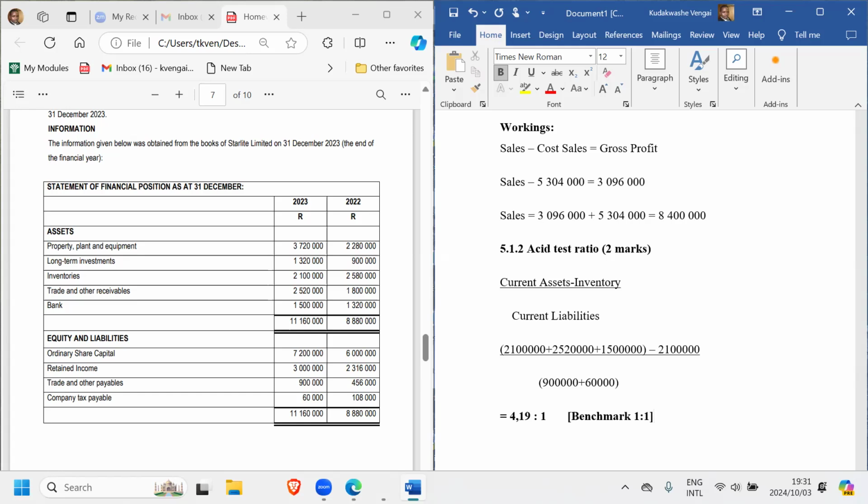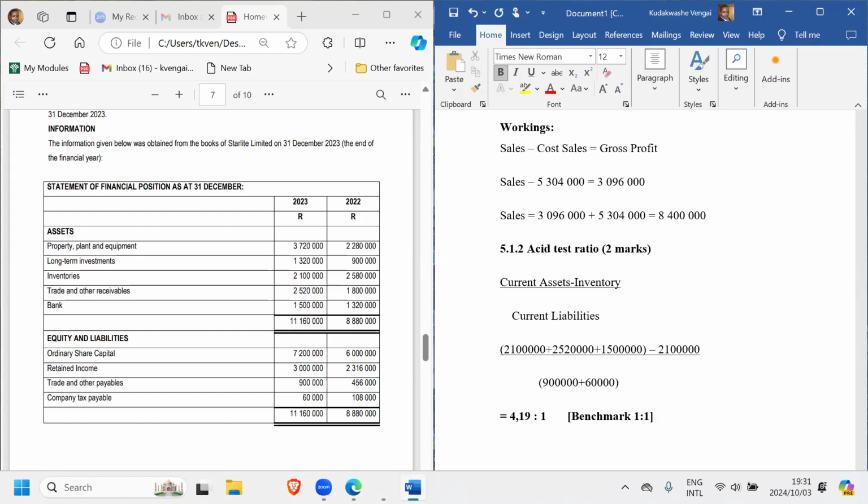If you have a ratio of 1:1, that's the perfect acid test ratio. So if it's below 1:1, it means your company cannot pay its short-term liabilities. If your ratio is more than 1:1, it means that your company can what? Can pay its short-term liabilities, right?